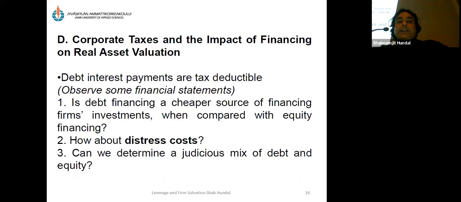The debt interest payments are tax deductible. Do we all agree with this statement or not? The debt interest payments are tax deductible. First of all, what does it mean? Secondly, do we agree or not? I repeat, debt interest payments are tax deductible. What does it mean? It means that you borrow debt. The money that you borrow is called debt, basically. And what you pay as its servicing is called interest or finance cost. Is interest tax deductible or not?